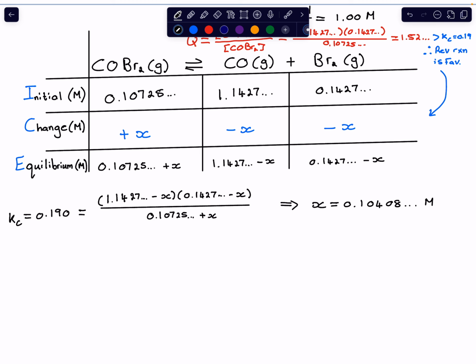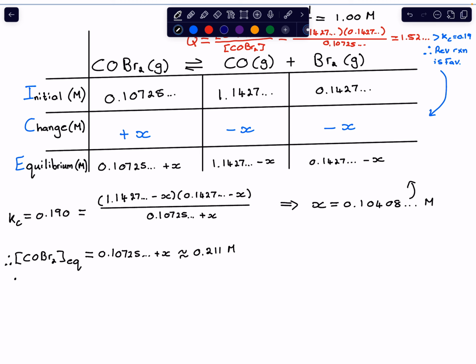So plugging that back into our table, we should get COBr2 at equilibrium equals 0.10725 plus x being that. So that means rounded, we can actually now round because this is the final answer, gives us 0.211 molar, 3 significant figures.